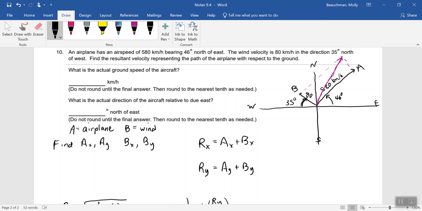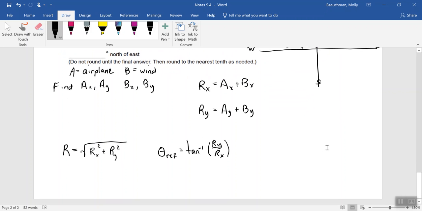So we're going to follow the directions from above. First of all, we have to find the components of vector A and the components of vector B, and then add them together to get the components of vector R. So to find your components of vector A, that's the airplane vector, A_x is going to equal the length of the vector, 580, times the cosine of the angle, 46 degrees. Then we end up with 402.9.